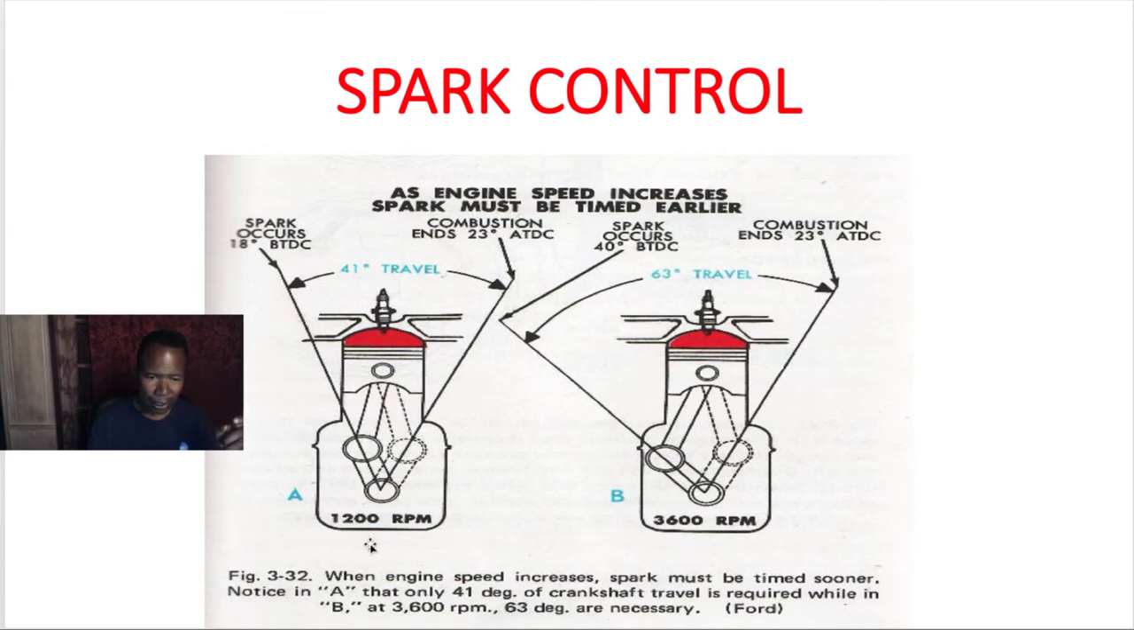See here at 1200 RPMs, my curve is about 41 degrees of travel: 18 degrees before top dead center and 23 degrees after top dead center. Now at 3600 RPMs, it has to occur earlier because the piston is moving up and down faster. So it starts at 40 degrees before top dead center and ends at 20 degrees after top dead center. This never changes.